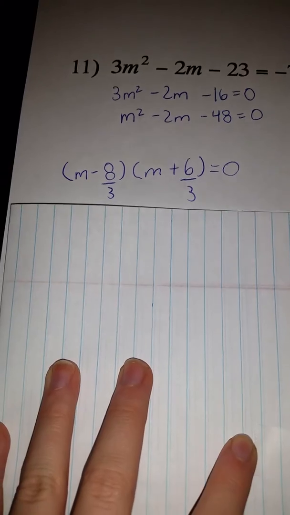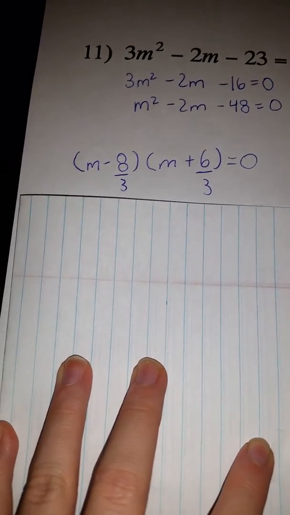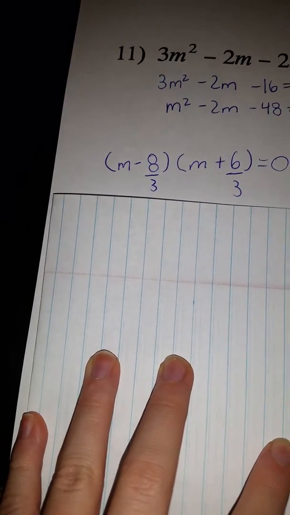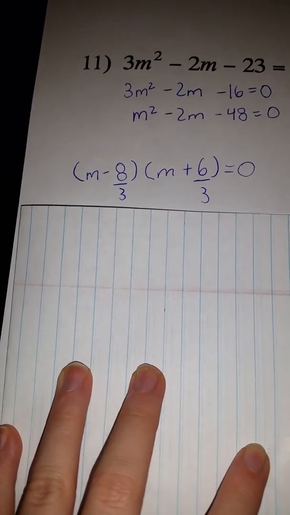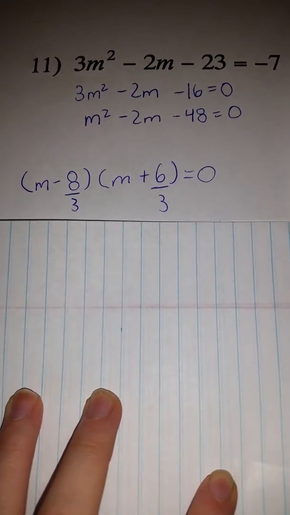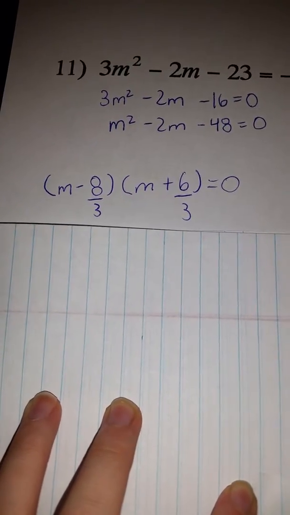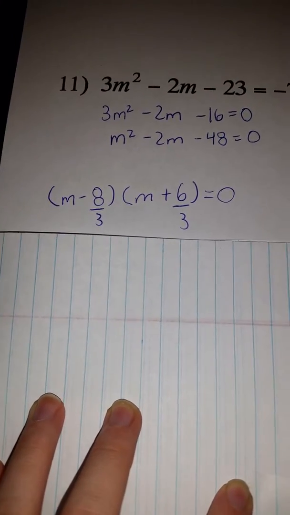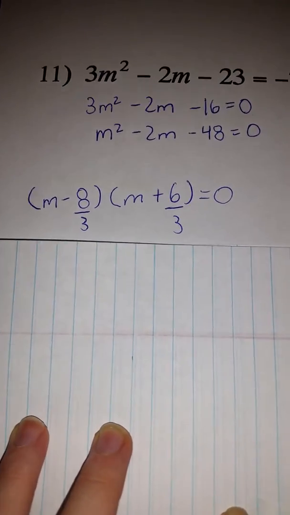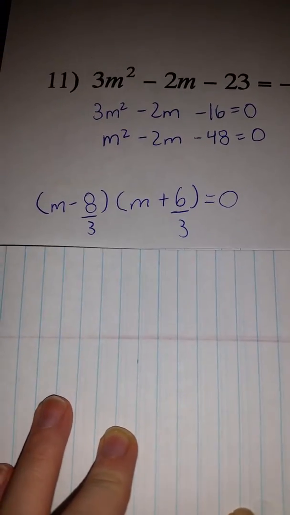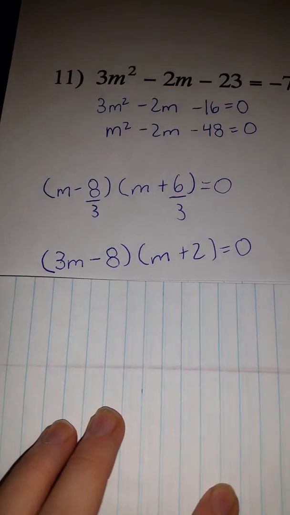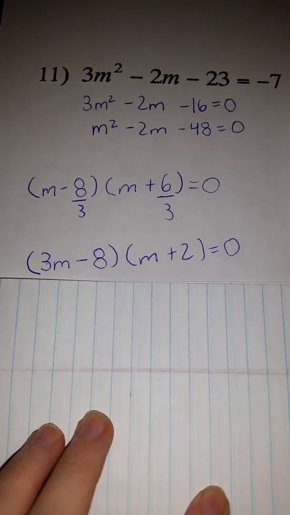Well, as we know, you can't divide 3 by 8 and get a whole number. But you can divide 6, so that's going to be 2 over 1. So you put your denominator next to your m, and then you keep your numerator in the plus. So this will be 3m minus 8, and then m plus 2 equals 0.